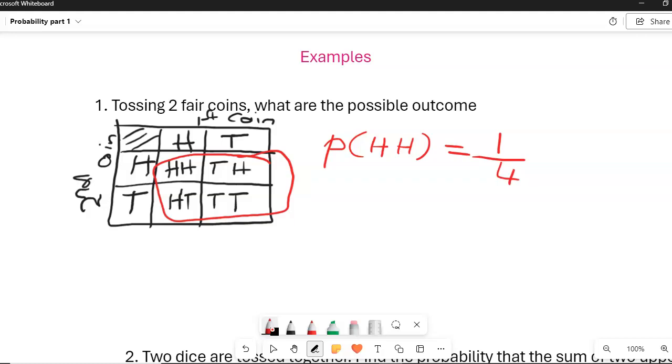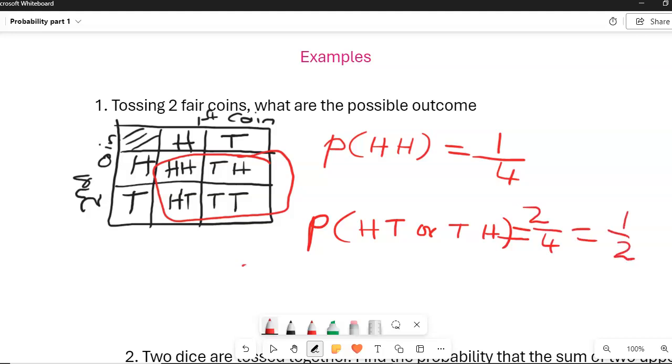Maybe you are interested in the probability of getting a head and then a tail, or a tail and a head. In this case we have 2 scenarios: a tail-head and a head-tail. So that is 2 out of 4 outcomes, which if you simplify is the same as a half.